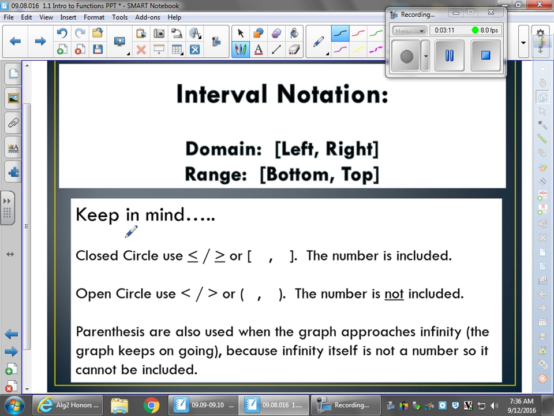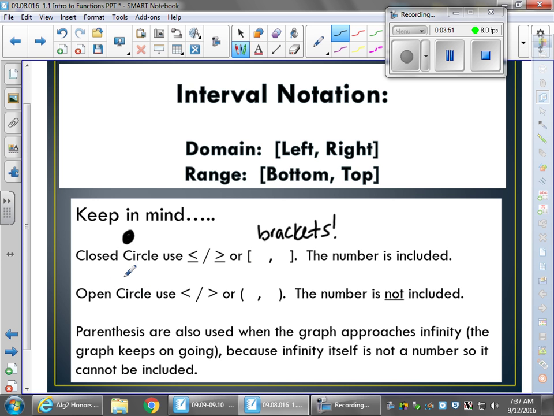So by closed circle, we literally mean a closed circle. Closed circles are associated with, what is this sign? How do I read this? There you go. Less than or equal to. That line underneath represents the or equal to part. So this is less than or equal to, making this one greater than or equal to. And what's the name for this? Brackets. So that's the term we'll use for those.